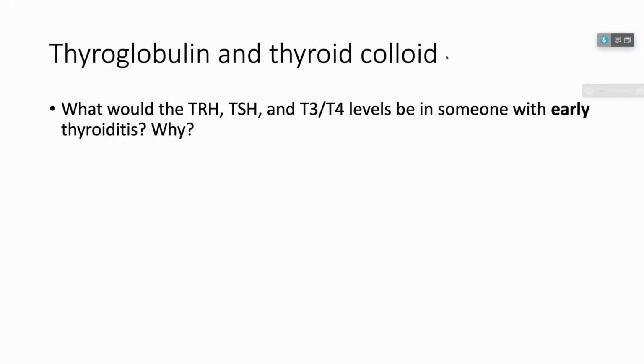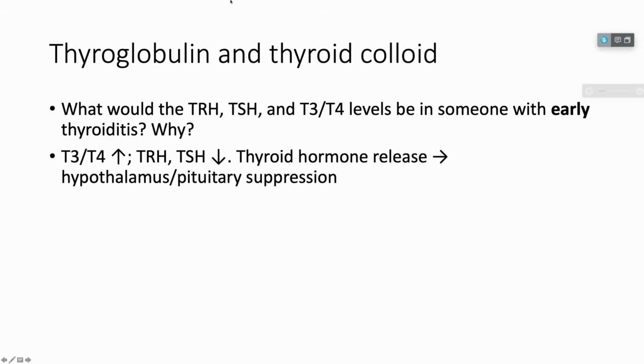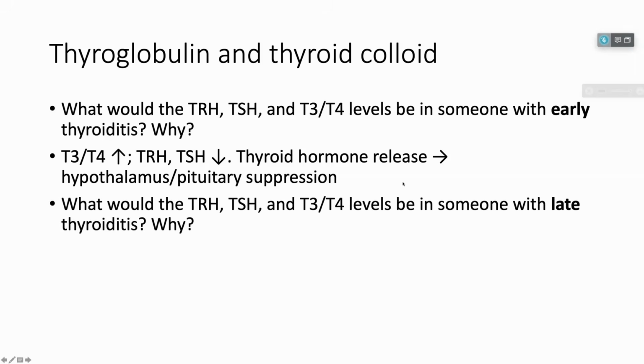Yeah, exactly. Perfect. Again, it all just comes back to feedback inhibition, right? As long as you understand the hypothalamus-pituitary-end organ axis, and that the hormone decreases activity of the H and the P, in other words, the hypothalamus and the anterior pituitary, everything just makes sense. So your T3 and T4 would be high. You have inflammation and release of T3 and T4, which is going to feedback inhibit the hypothalamus and the pituitary. Boom.